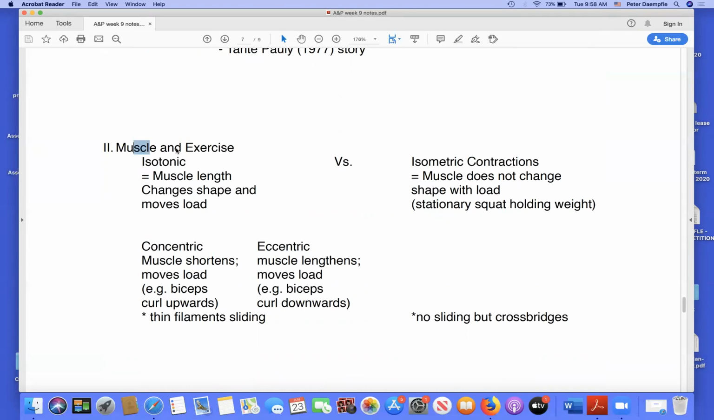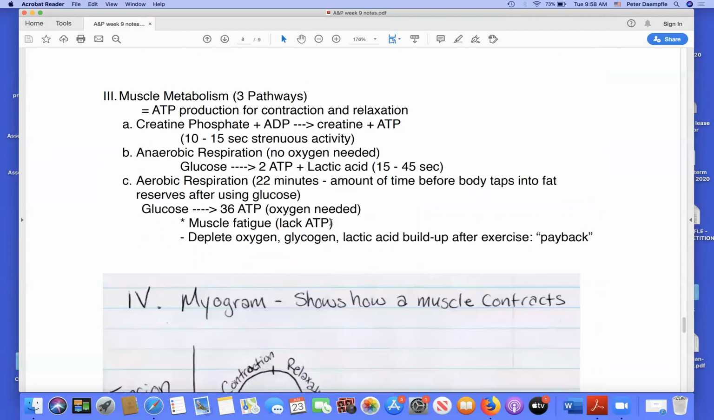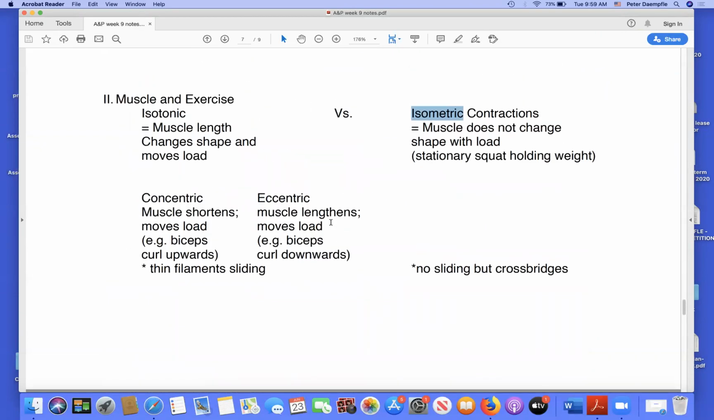Muscle and exercise. Let's talk about the difference between an isotonic versus isometric contraction, and then we're going to have a little bit of a competition. If you want to compete, you've got to go on and show your image. Whoever wins the competition, usually in class, I give them a point. But let's see how it works here.